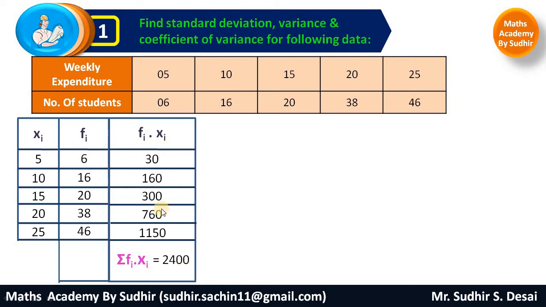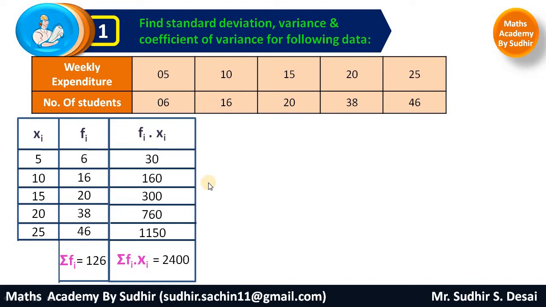2400. Addition of all these entries is 2400. For this you can use a calculator. Now take the addition of column fi, which is denoted by summation fi, and it is 126. Addition of all these elements from column fi is 126.